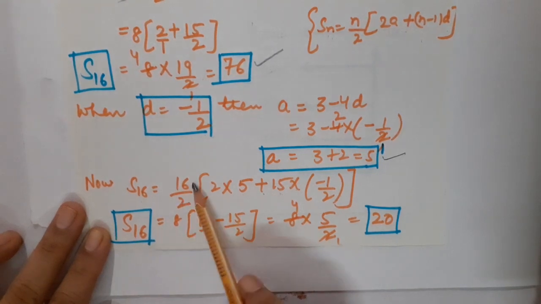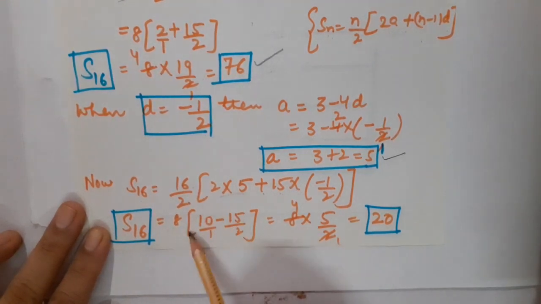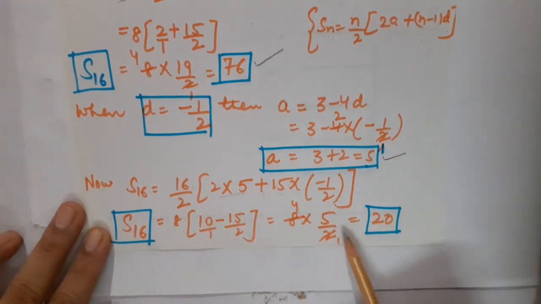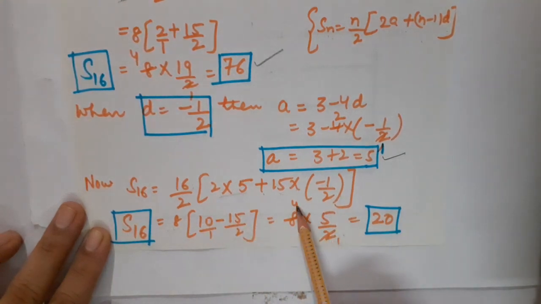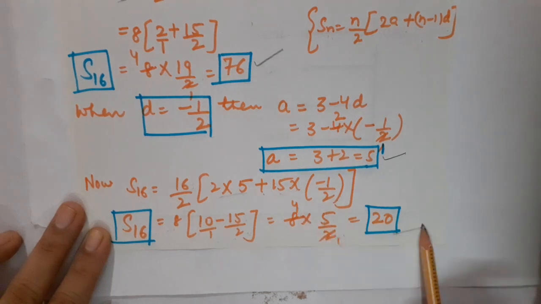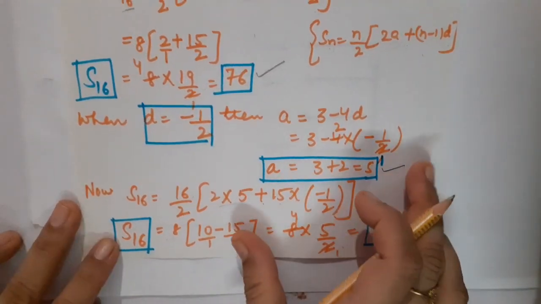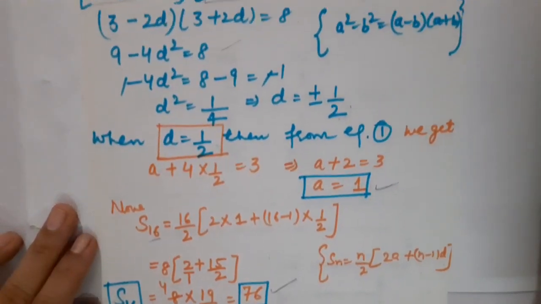2 ones are 2, 2 8s are 16. In bracket 10 minus 15 by 2. Correct? Taking 2 as LCM, it will be 20 minus 15, that is 5 by 2. 2 ones are 2, 2 4s are 8, so 4 5s are 20. So we have got two different sums of first 16 terms of AP.